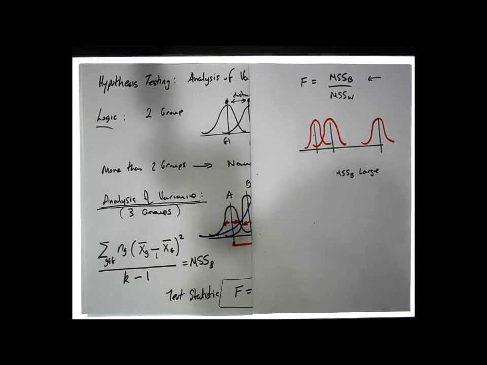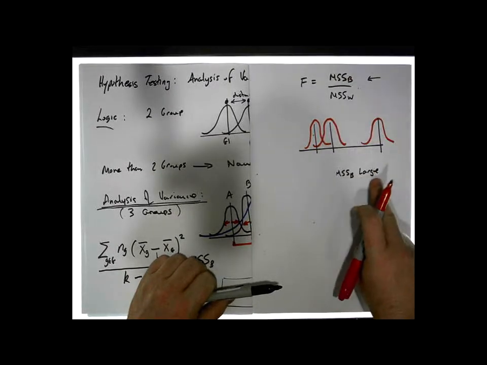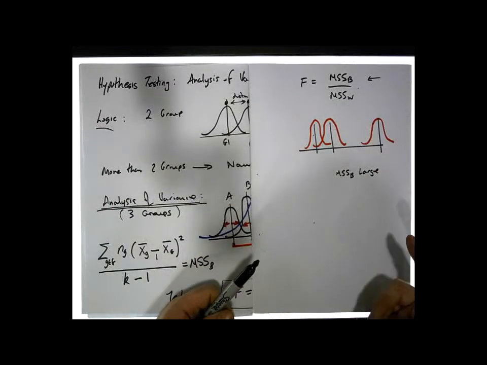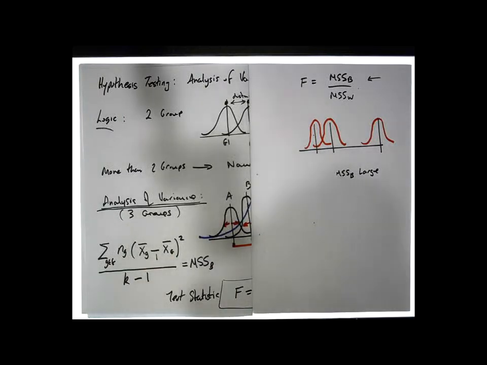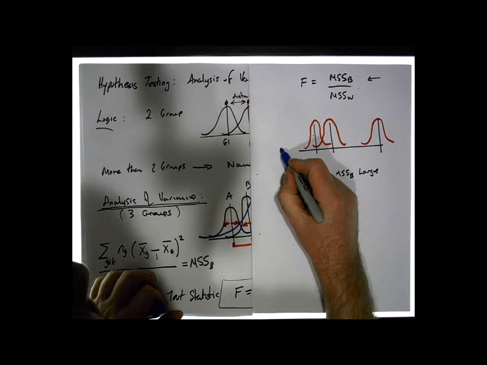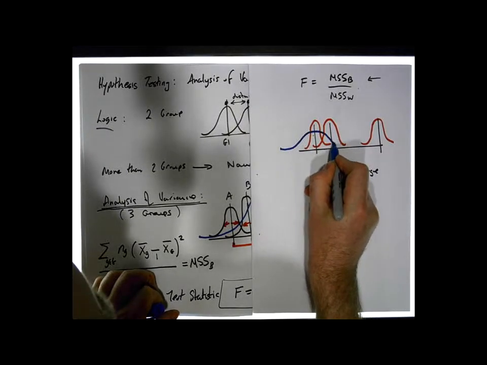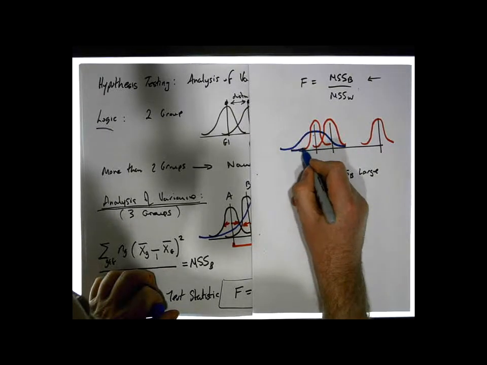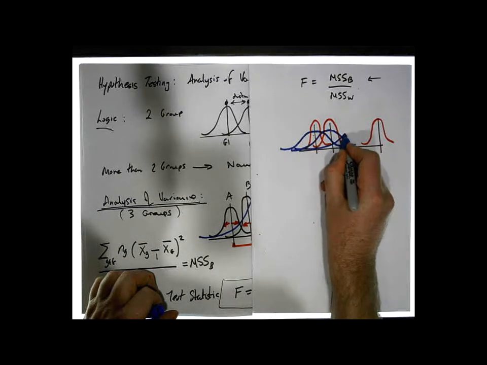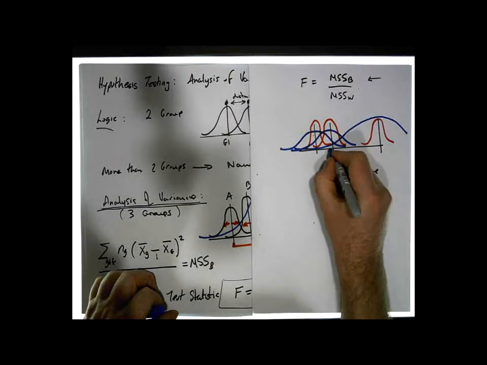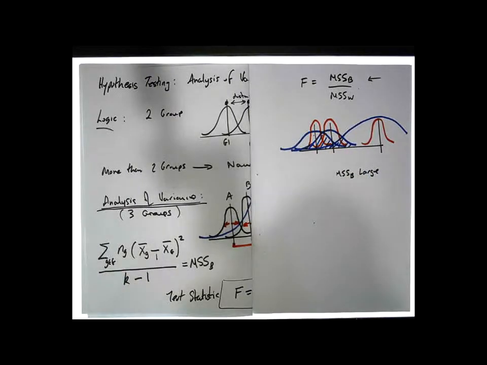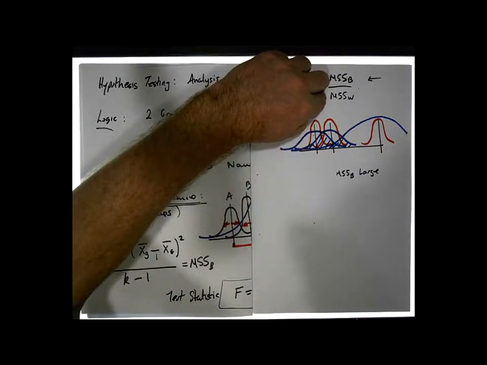The other possibility is that MSSB is large, the centers are still well apart, but MSSW is also large. And what happens then? Well, if MSSW is large, it means that the within measure variance is large, which means that the first distribution probably is like this, has a big variance. The second distribution probably like this, has a big variance. And the third distribution even has a bigger variance. Effectively, what I'm saying is that there's loads of shared area between these distributions.